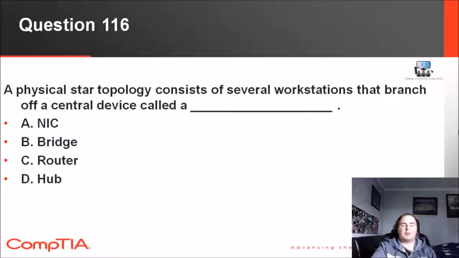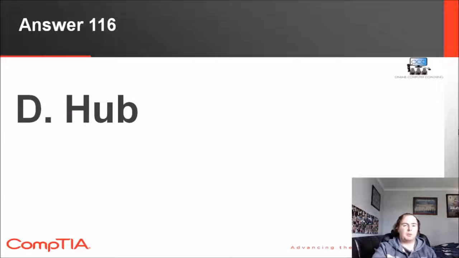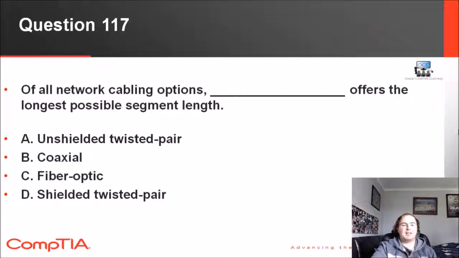Question 116: a physical star topology consists of several workstations that branch off a central device called a blank. We've got NIC, bridge, router, and hub. So it's not a NIC. It could be a bridge. It consists of several branches off a central device. Router's a possibility as well, but the answer is hub. It should be switch, but that's another story for another day.